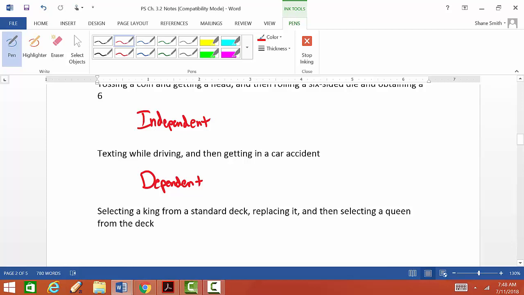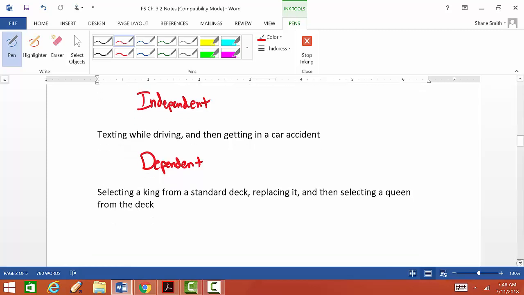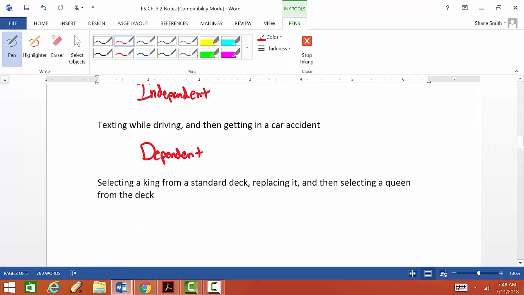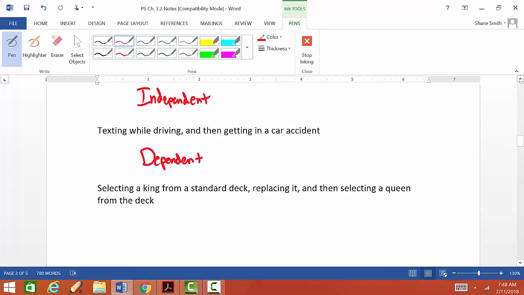Make sure that you put your phone away, put it in the back seat if you need to, and then get it out when you are done driving. Okay?